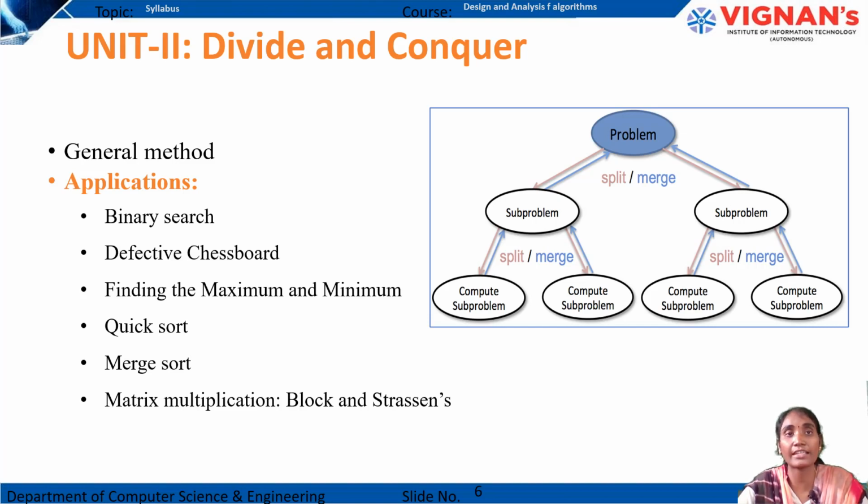As I said earlier, once a larger problem is given to you, that larger problem is divided into smaller sub-problems such that each sub-problem gets solved, and finally all the sub-problem solutions are integrated to get the overall solution. Divide and conquer is one such strategy, and we are going to cover it as part of unit 2. There are a certain number of applications, binary search and defective chessboard, which we are also covering under unit 2.